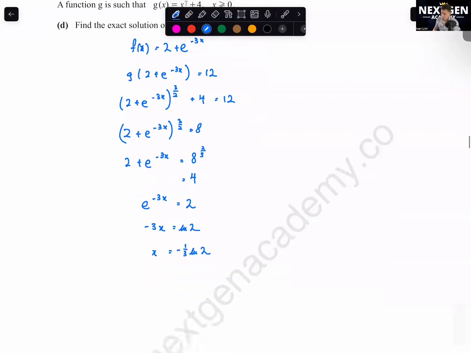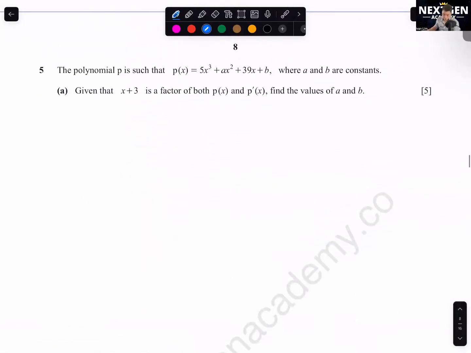Okay, let's go. One more. Question 5. Polynomial p(x) is such that p(x) = 5x cubed + ax squared + 39x + b, where a and b are constants. Given that x plus 3 is a factor for both p(x) and p prime x, find the value of a and of b. So we substitute in negative 3 into both of it and it will become 0. This is your factor theorem.